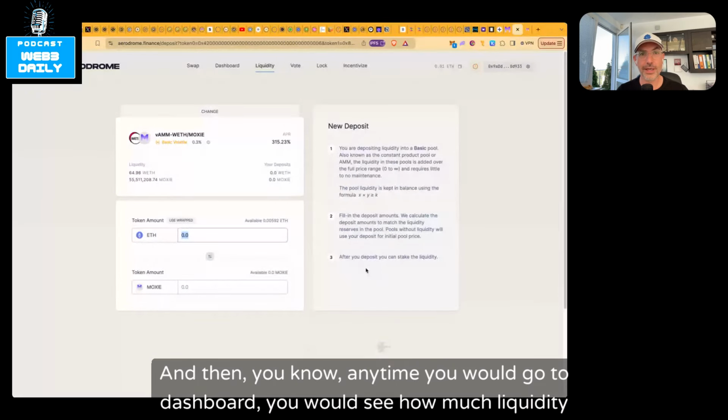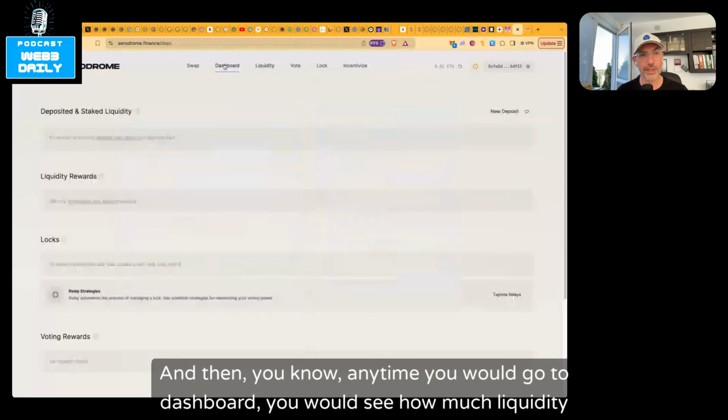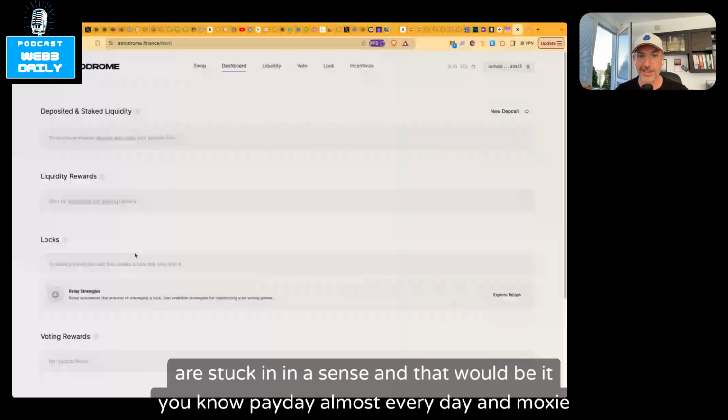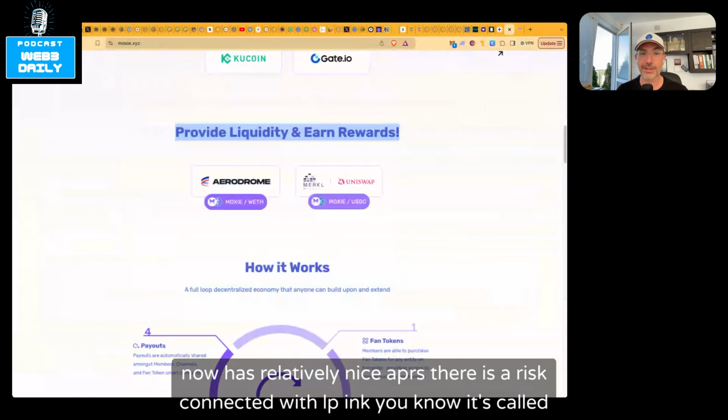And then, anytime you would go to the dashboard, you would see how much liquidity rewards you have, what liquidity pools you are staked in, in a sense, and that would be it. Payday almost every day. And Moxie now has relatively nice APRs.